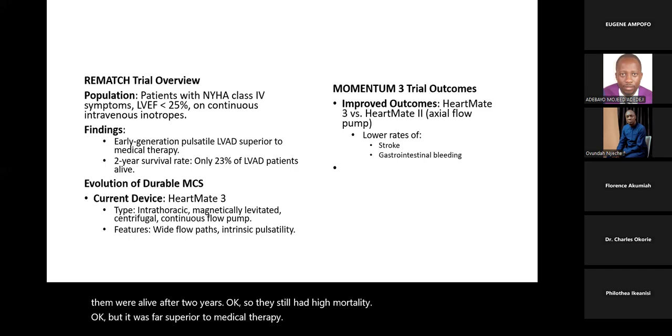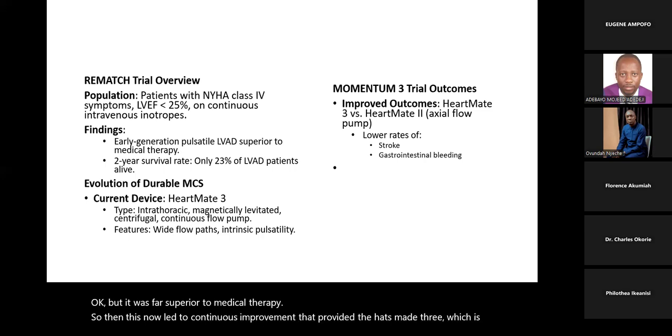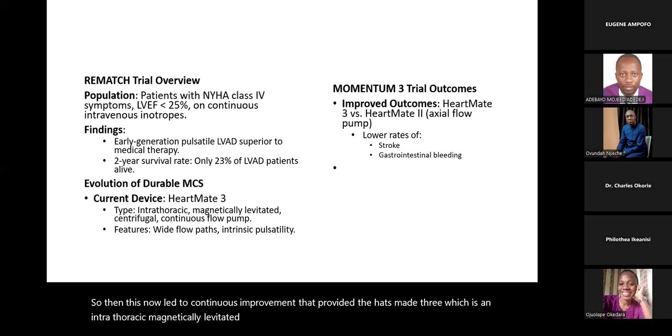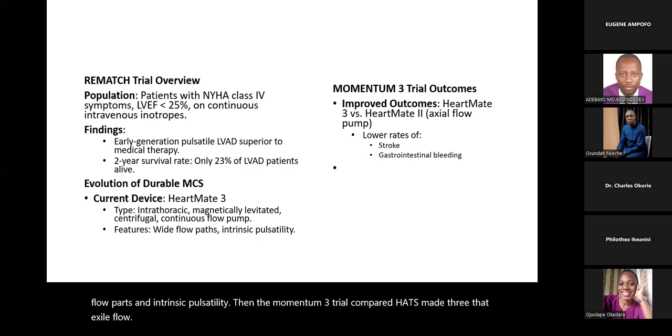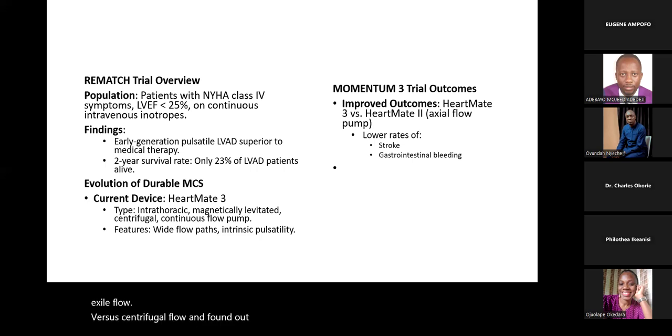So this then led to continuous improvement that provided the HeartMate 3, which is an intrathoracic, magnetically levitated centrifugal continuous flow pump that has wide flow paths and intrinsic pulsatility. Then the MOMENTUM 3 trial compared the HeartMate 3, centrifugal flow, versus axial flow, and found lower rates of stroke and GI bleeding with the HeartMate 3. So that's why it is now the ideal LV assist device.